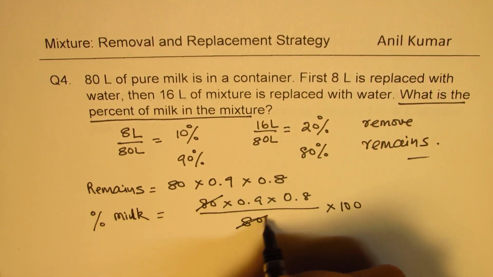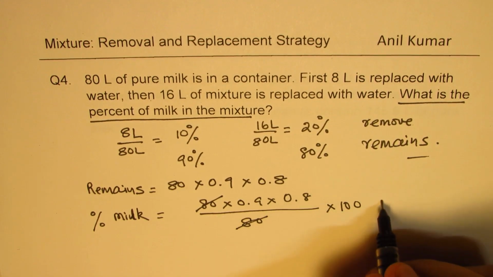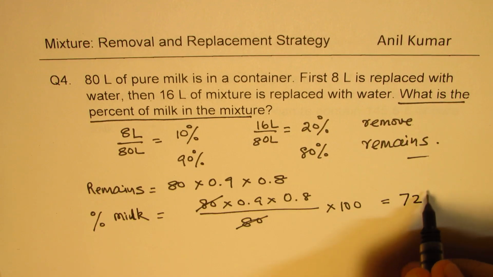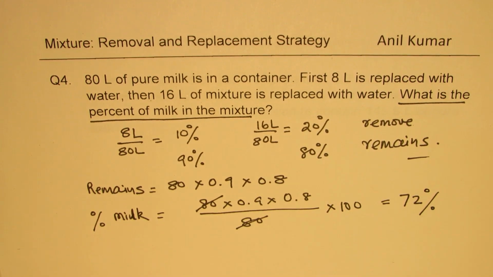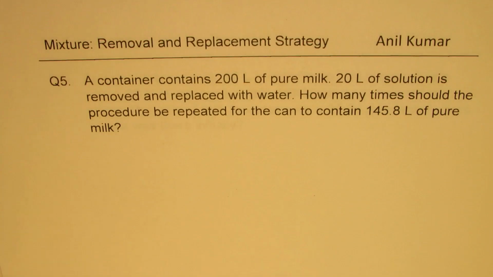So 80 and 80 cancel. 8 times 9 is 72. So we get 72% as our answer. That is how we are going to answer this particular question. I hope it is absolutely clear.